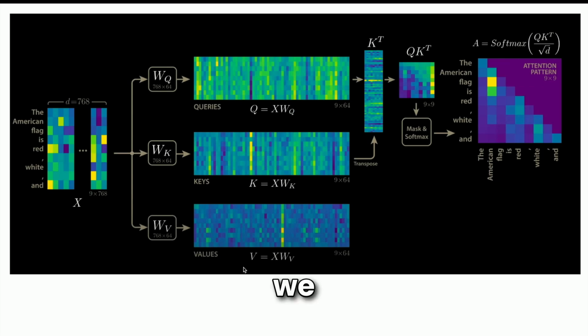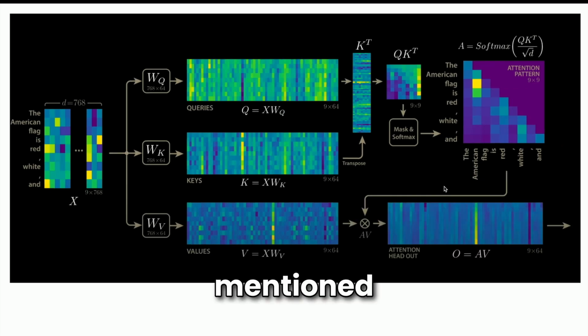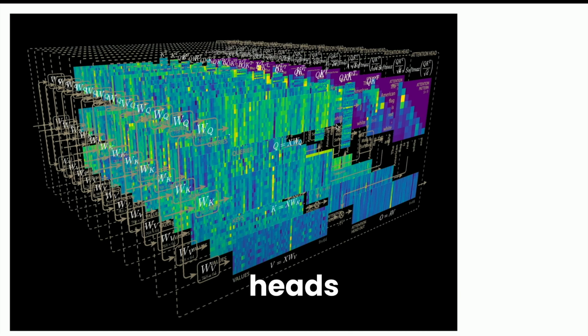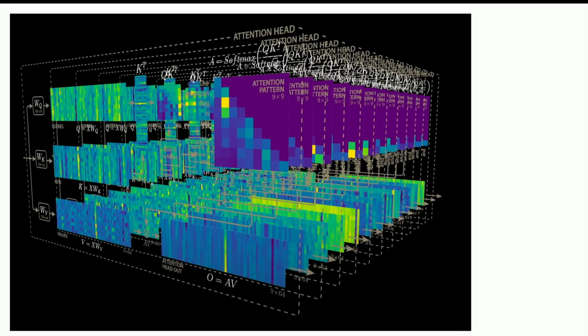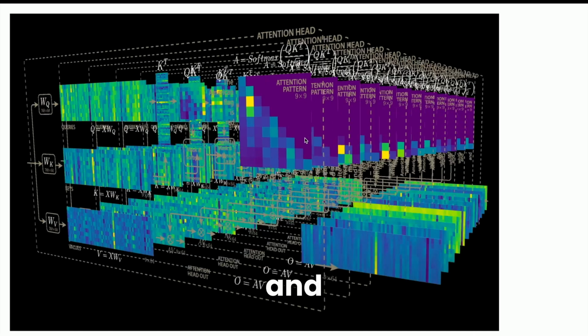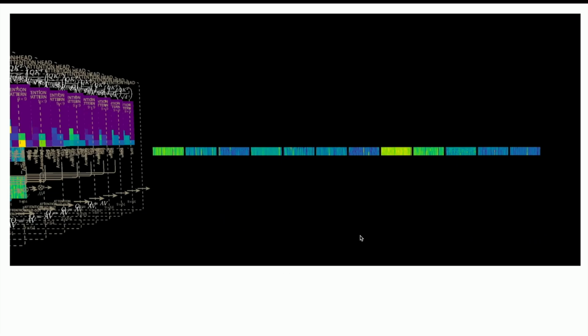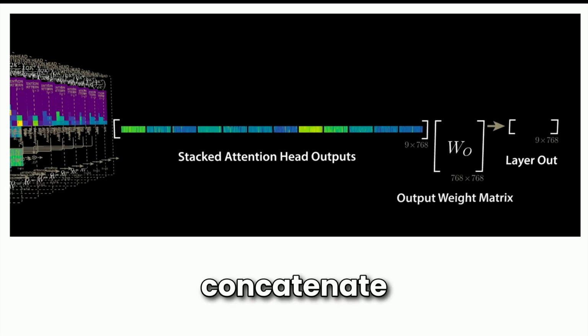And then finally, we also have the values matrix, as I mentioned before, and we multiply the attention with the values matrix to get the attention head output. And as I mentioned before, there are lots of attention heads because each attention head might correspond to a different type of query, a different type of value, right? So we calculate the output for all these attention heads, and then we are going to concatenate them.